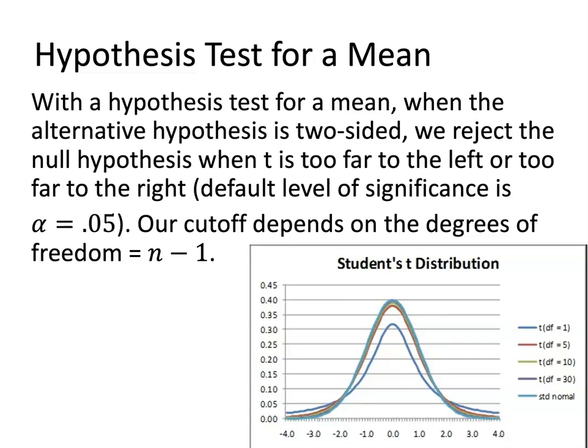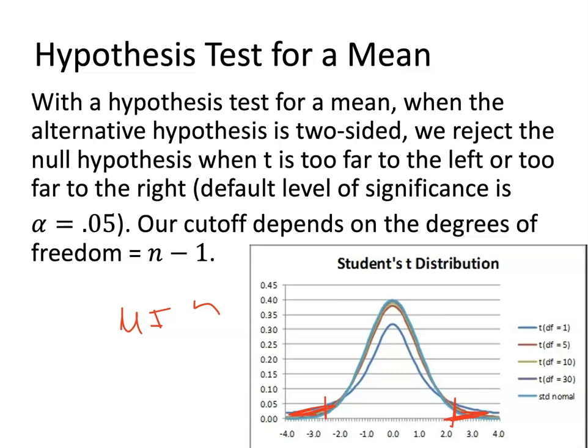With a hypothesis test for a mean, when the alternative hypothesis is two-sided, that means we reject the null hypothesis when t is too far to the left or too far to the right. So again, we know this is a two-sided hypothesis because our alternative was that mu does not equal such and such, right? So if that's our alternative hypothesis, h sub 1 or h sub a, that means we're going to reject if we get a t-value that's too large or a t-value that's too small. That's what we mean by a two-sided alternative hypothesis. So again, we reject the null hypothesis when t is too far to the left or too far to the right.